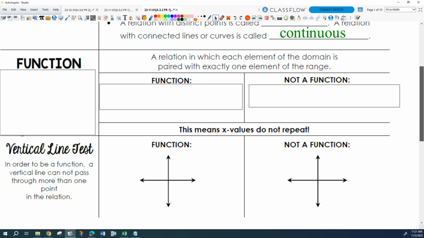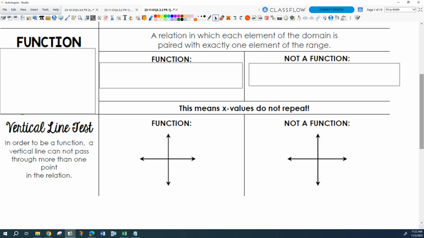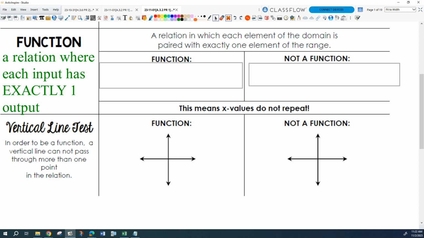So then, how does a relation become a function? Well, here's how. A relation in which each element of the domain is paired with exactly one element of the range is a function. In other words, here's an easier way of stating that. A function is a relation where each input has exactly one output. You've probably heard it that way maybe in the past. Okay, so that's a function.